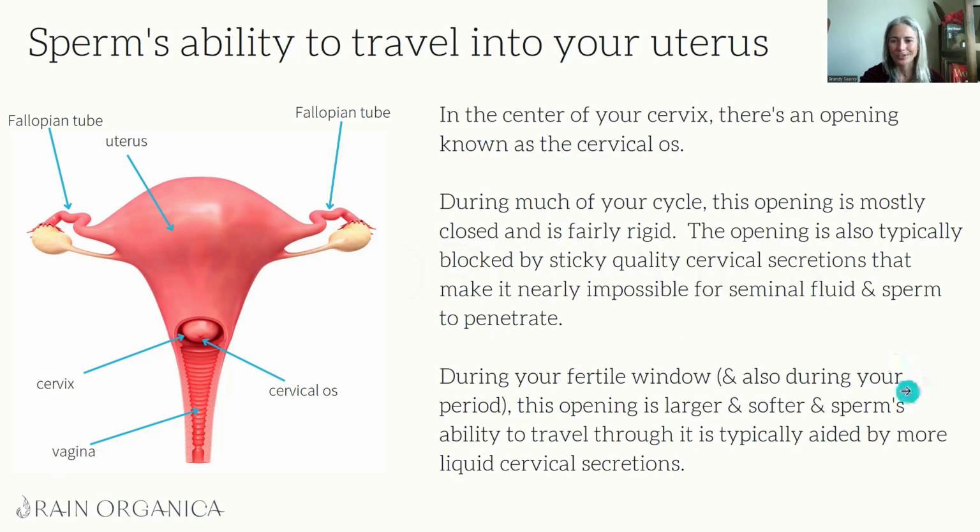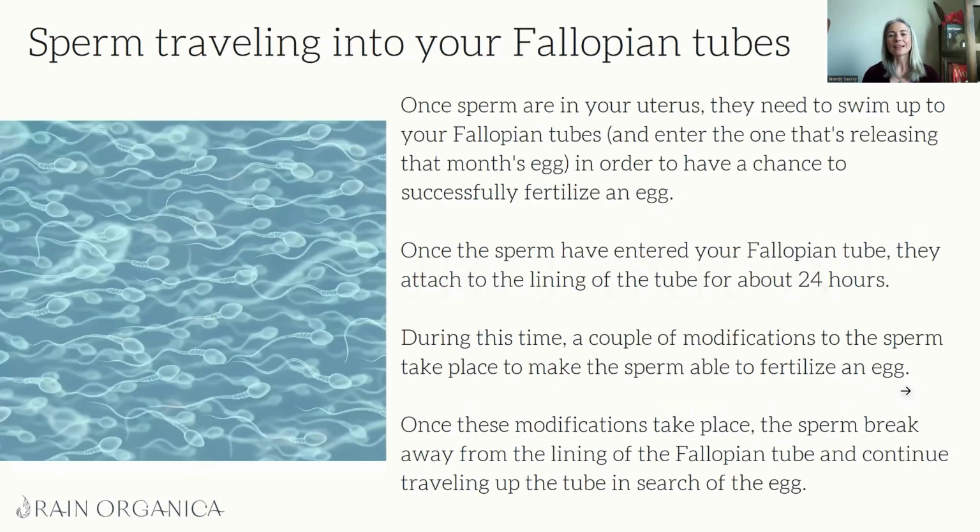Once sperm are inside your uterus, they need to swim up to your fallopian tubes and enter the one that's releasing that month's egg in order to have a chance of successfully fertilizing an egg. Once the sperm have entered your fallopian tube, they attach to the lining of the tube for about 24 hours. And during this time, a couple of key modifications are made to the sperm that make it able to fertilize an egg. Once those modifications take place, the sperm breaks away from the lining of the fallopian tube and it continues to travel up the tube in search of an egg.